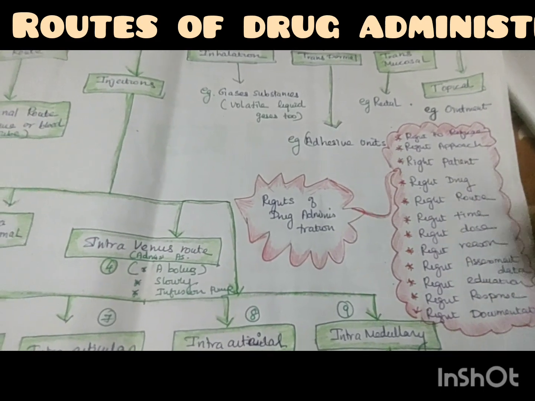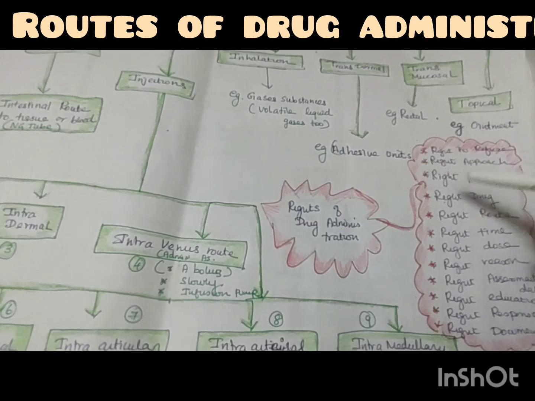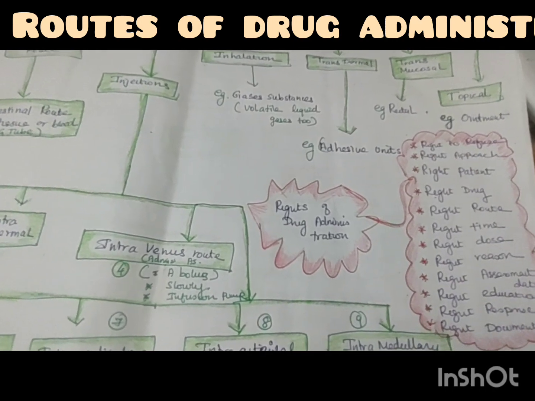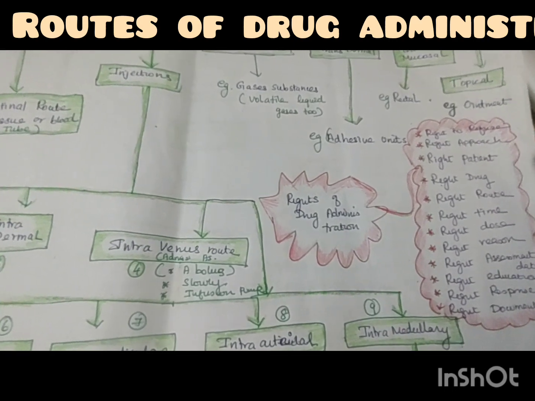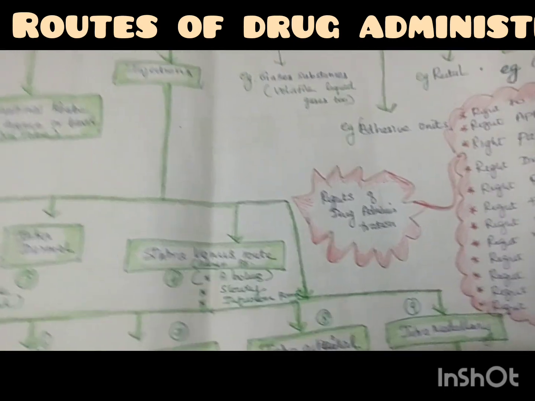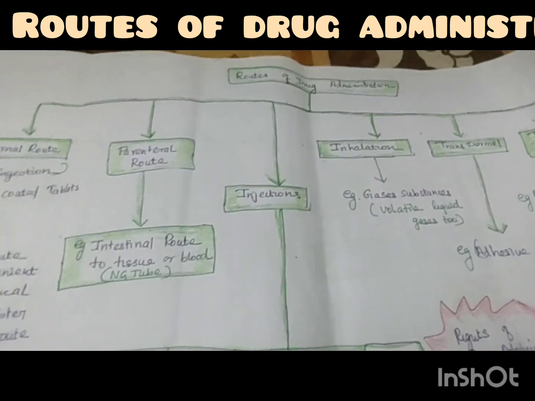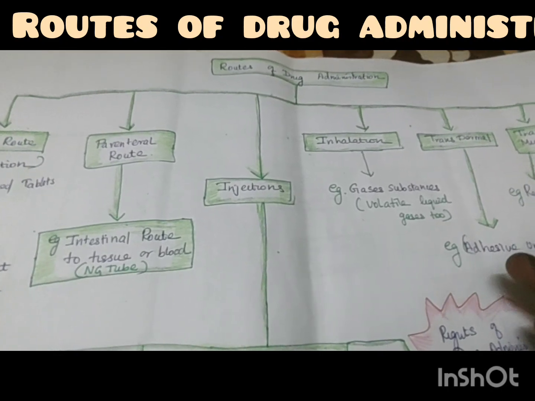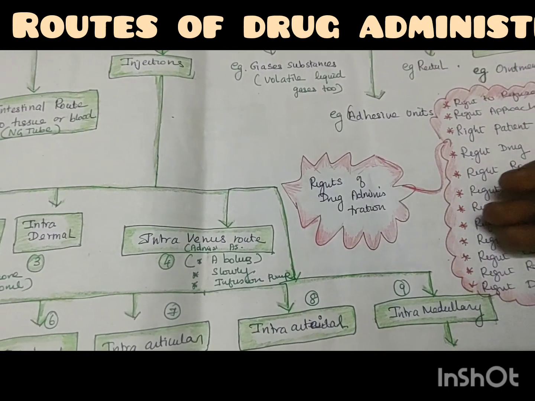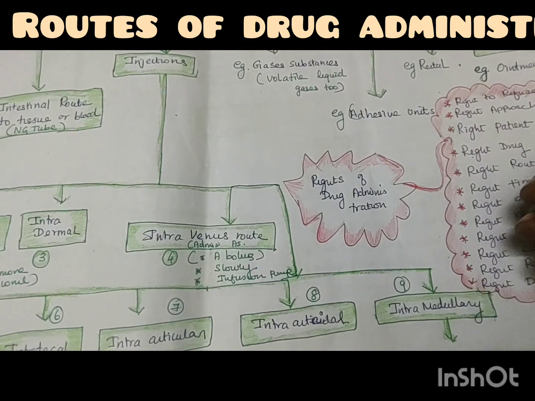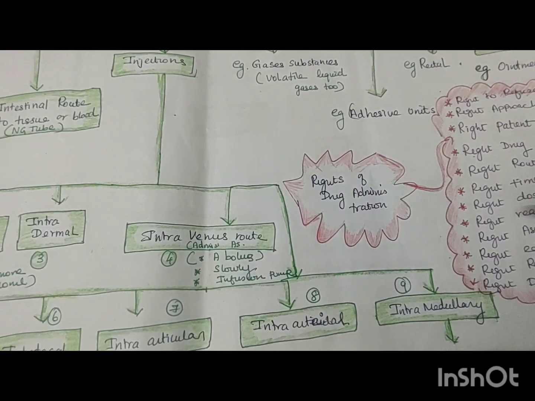Before, there were 5 rights, 6 rights, 7 rights. Now the rights are increasing, to 12 rights like that. So you have to put the right approach, right to refuse, right to educate, right assessment. So this is about the different routes of drug administration and the nurse's responsibilities in giving the right drug to the right patient. It is called the rights of drug administration. Thank you.